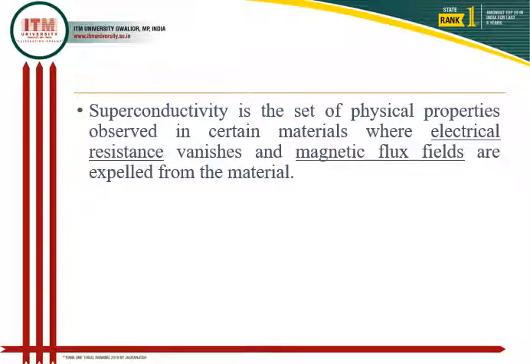When you reduce the temperature of those certain materials, at a particular temperature, that is called the transition, the electrical resistance vanishes. At the same time, there is another feature: magnetic field lines are passing through that material, but when you reduce to that critical temperature, the magnetic field lines are expelled from the material. So these two factors are very important things for all.